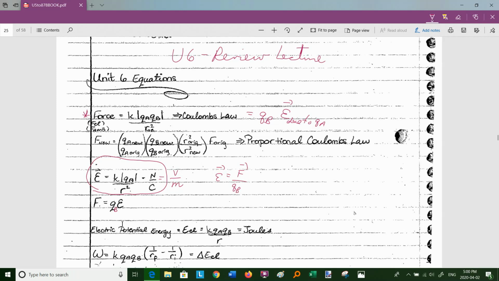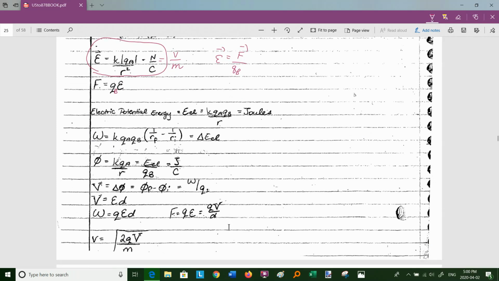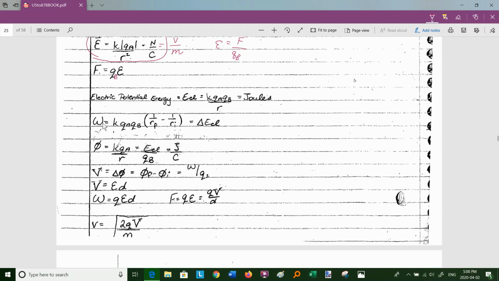and next we went to electric potential energy, which is KQA QB divided by R. And let's go down more here, the units in joules. Then the work is always the change in energy. We saw that even in the last unit. Work is KQA QB, 1 over R final, minus 1 over R initial, which is then just the change in electric potential energy.